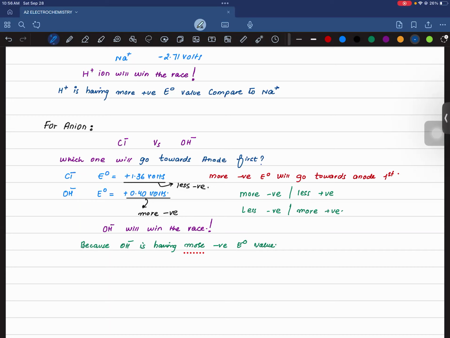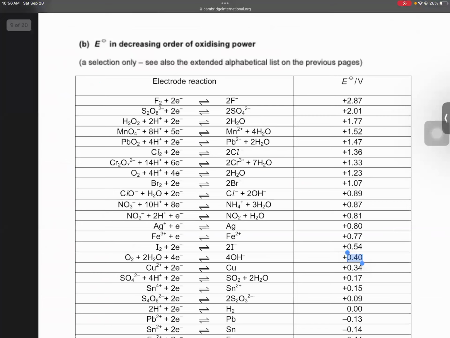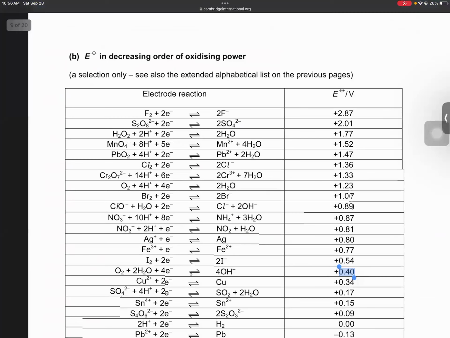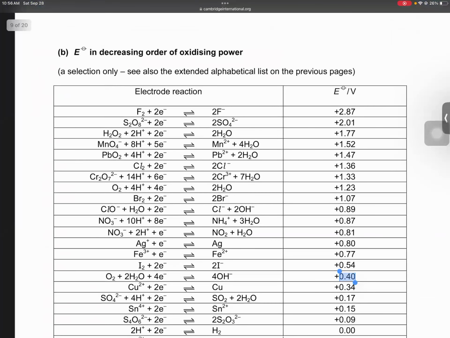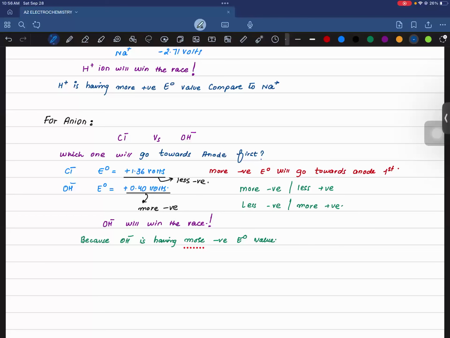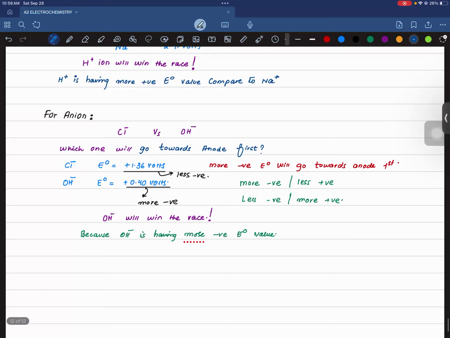So no need to memorize the reactivity series, man. This data would be given to you, and then you would be deciding after looking at the data which one is more positive and which one is less positive, which one is more negative and which one is less negative. We have a lot of examples in which we would be deciding which ion is going towards the cathode first and which ion is going towards the anode first.